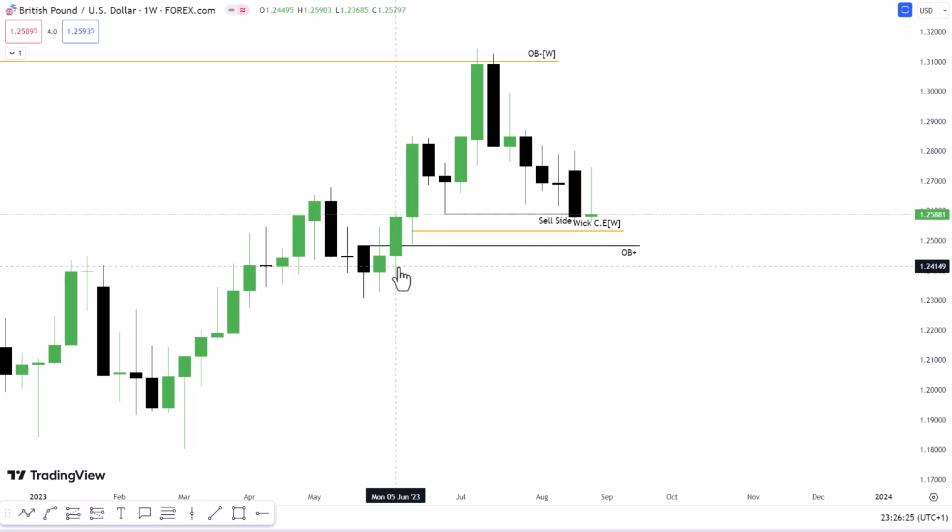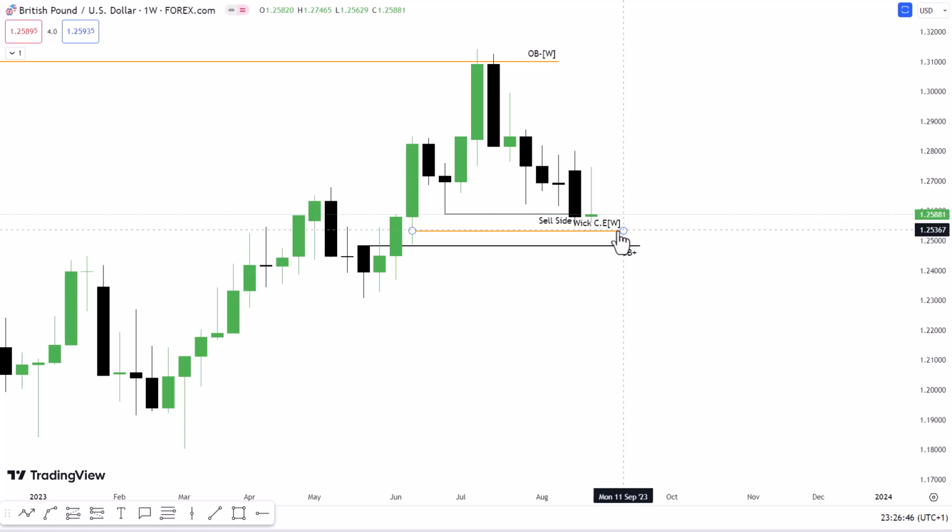A consequent encroachment of a wick is the midpoint of a wick. When we have a long wick, the midpoint is referred to as the consequent encroachment. So this long wick, the midpoint of it is called consequent encroachment. I might be making some videos on my YouTube channel to explain these terms properly.